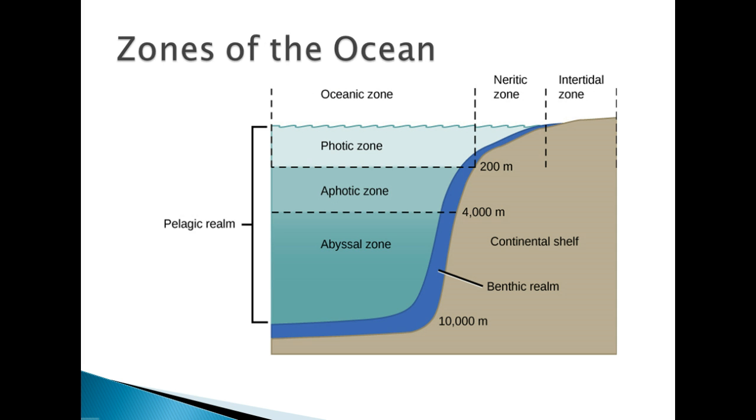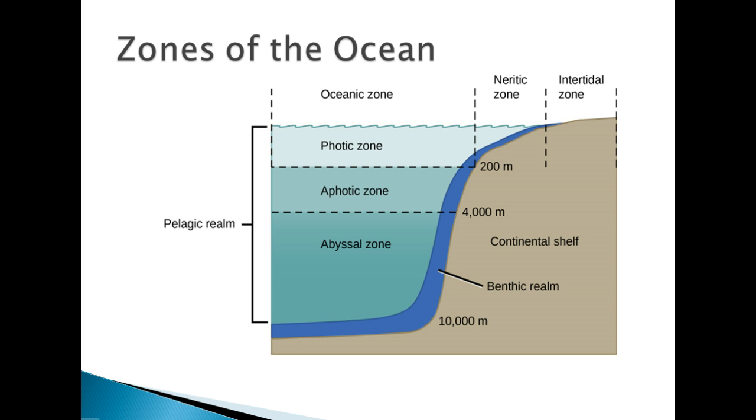Yes, please get this diagram in your notes right now. You're going to need it. So there are four major oceanic zones where plants and animals live in the ocean, and we want you to get those in your notes.